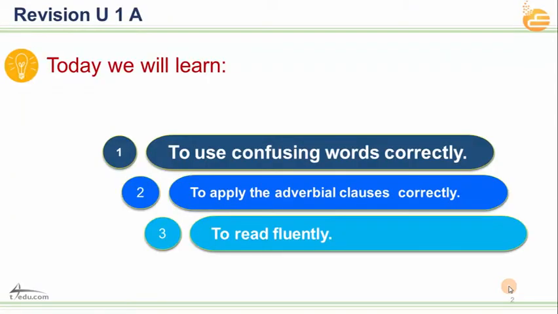Today we will learn three things. As you can see, we have three objectives. One, to use confusing words correctly. Two, to apply the adverbial clauses correctly. And three, to read fluently.